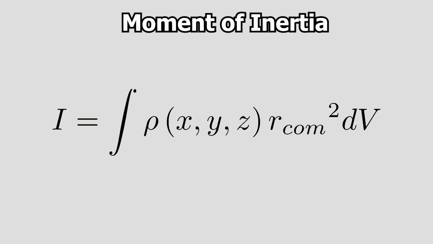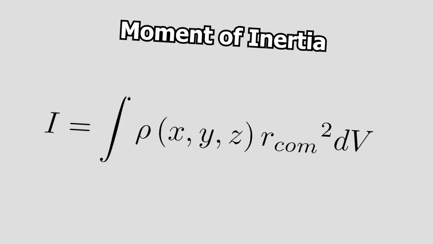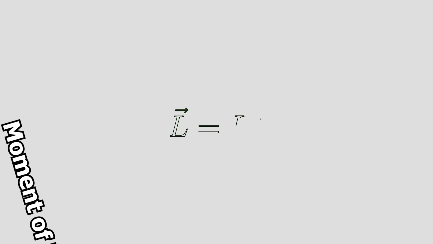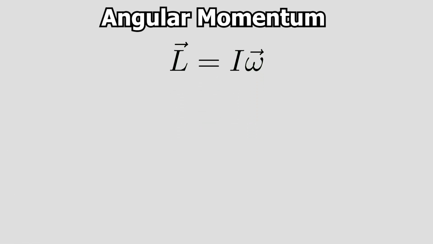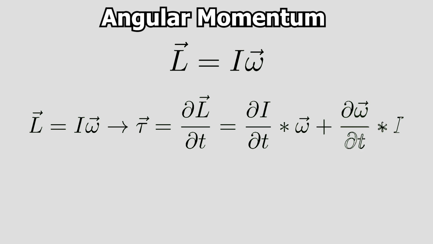Linear momentum is the product of velocity and mass. Angular momentum is the product of angular velocity and the moment of inertia, which is the resistance to the change of this velocity. Just as force is the change of linear momentum with respect to time, torque is the change of angular momentum with respect to time. Thus, torque is equal to this.